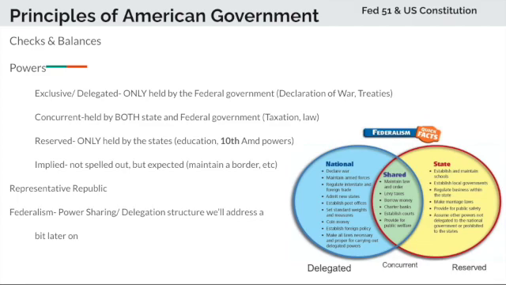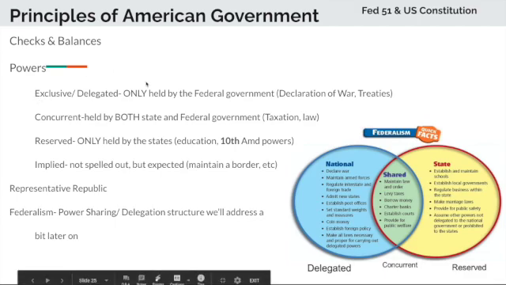First of all, you're going to have this idea of exclusive, or they're also called delegated powers, and those are powers that are only held by the federal government. Declarations of war, international treaties, international trade agreements, kind of like we just talked about. Those are exclusive to the federal government. So we say they're exclusive because only the federal government has them.